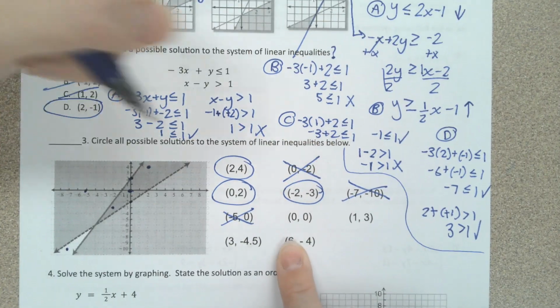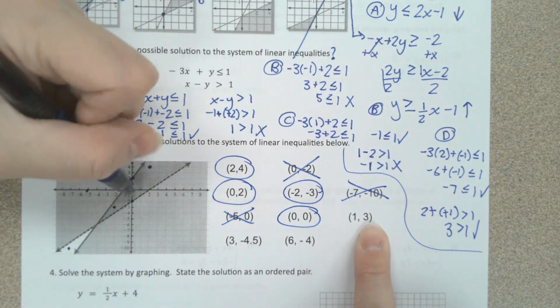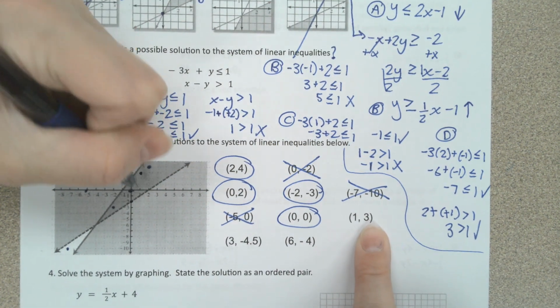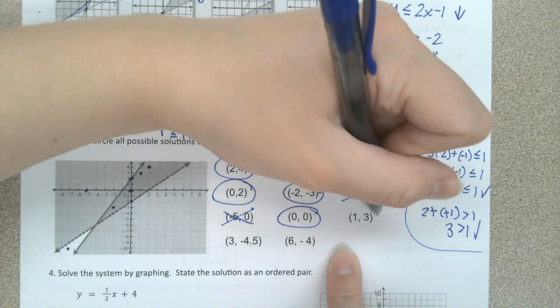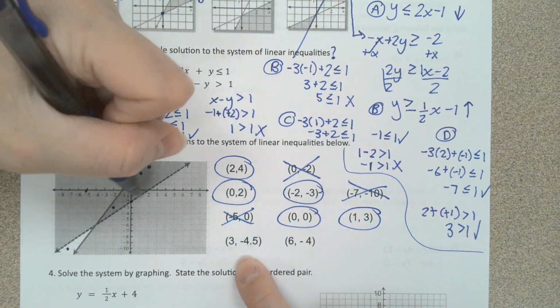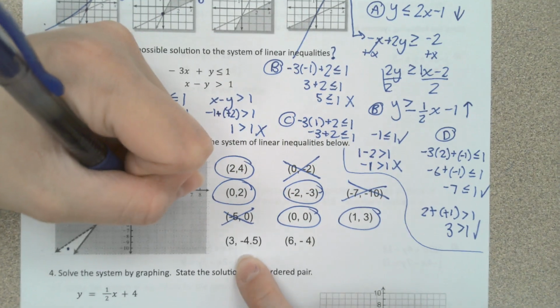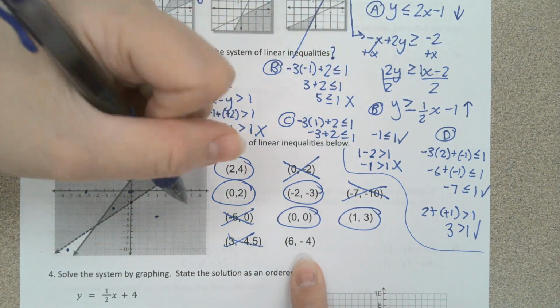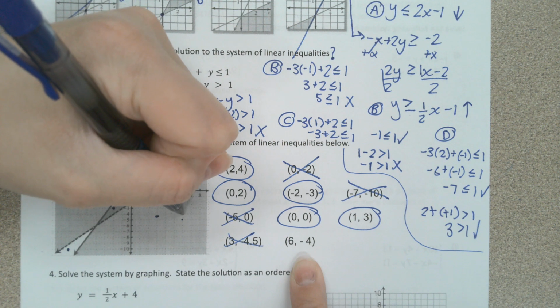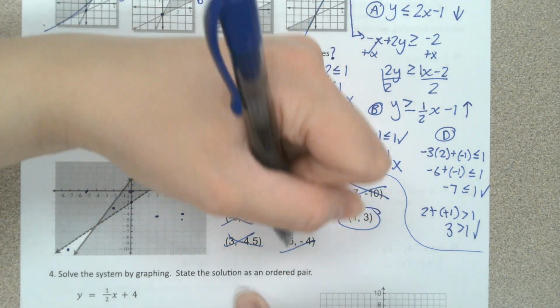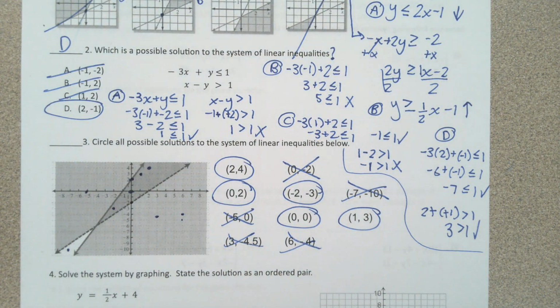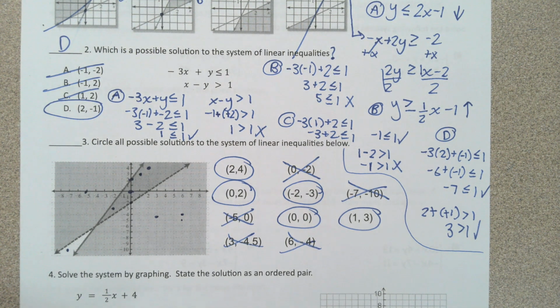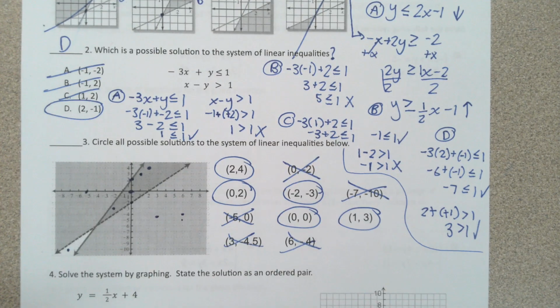0, 0. You betcha. 1, 3. Just barely in there, but it's included. 3, -4.5. Absolutely not. And 6, -4. Nope, right here. Wouldn't matter either way. Neither of those are in there. These are the 5 points. These are the 5 correct answers. The rest do not work.